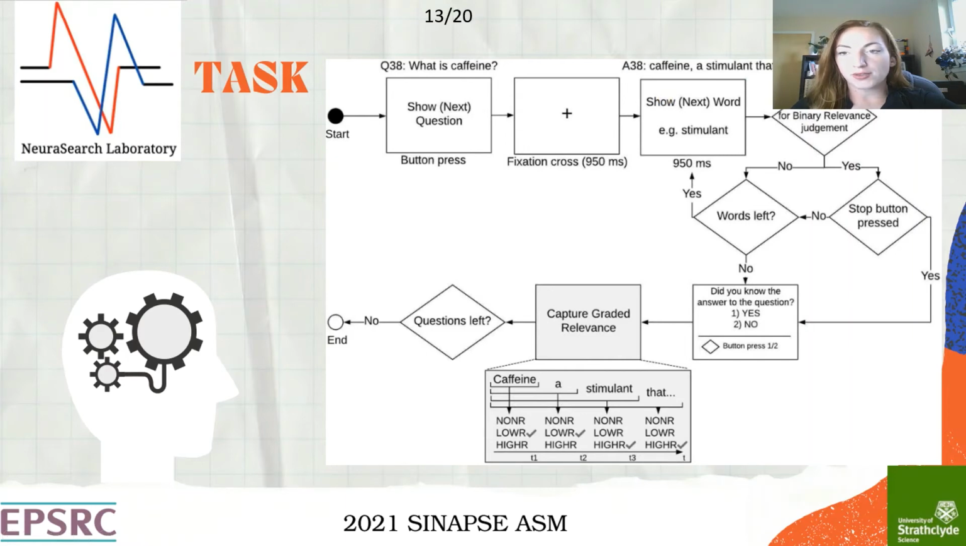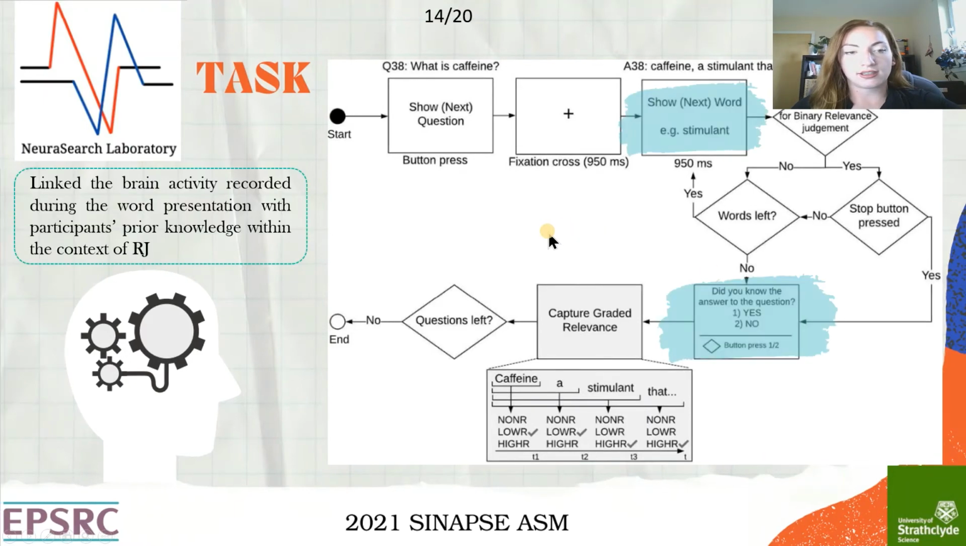After a participant would see enough words of the answer to determine the answer relevance, they would proceed to the next step, which is where they are asked whether they already knew the answer to the question. There are other task aspects that we can revisit later if you're interested.